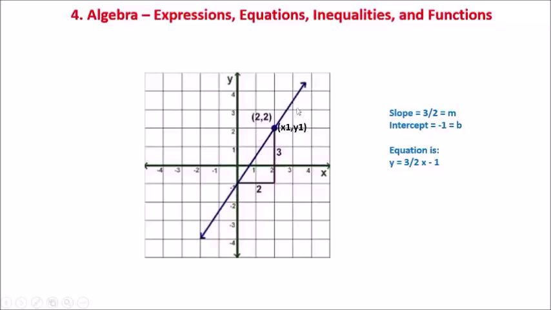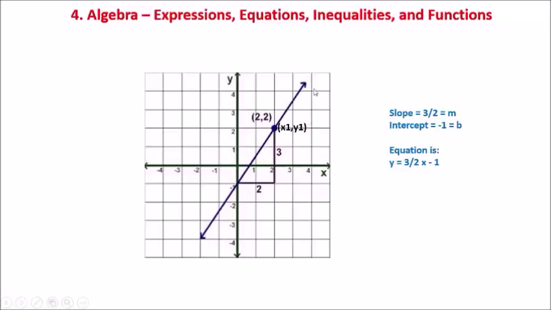By looking at the line, I know that the slope is 3 over 2, that is m. And then the intercept, I look at the picture here, and the intercept is minus 1, okay? So b equals minus 1. So the equation of this line is y equals mx plus b. Plug it in, right? So m is 3/2, b is minus 1, so y equals 3 over 2 x minus 1.